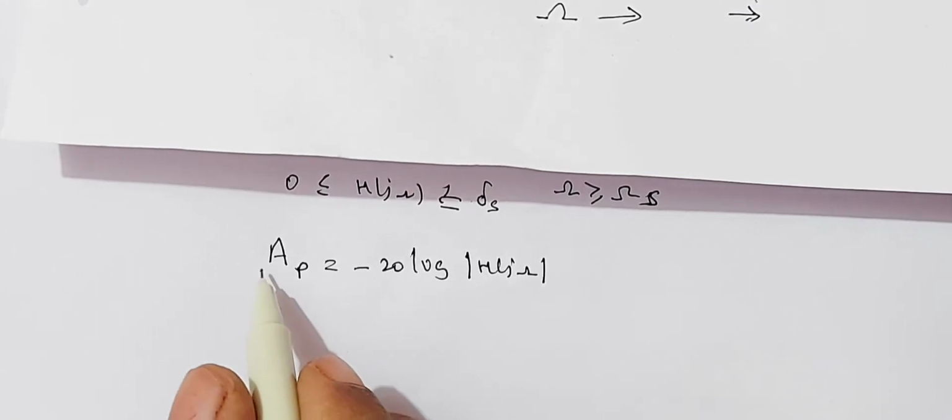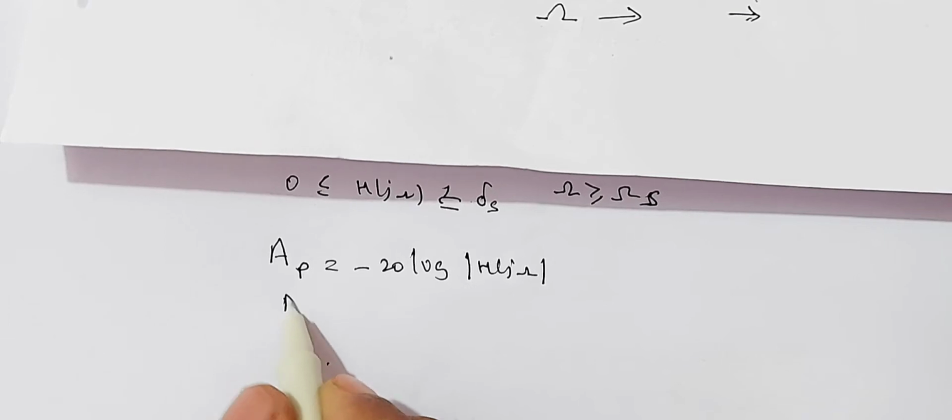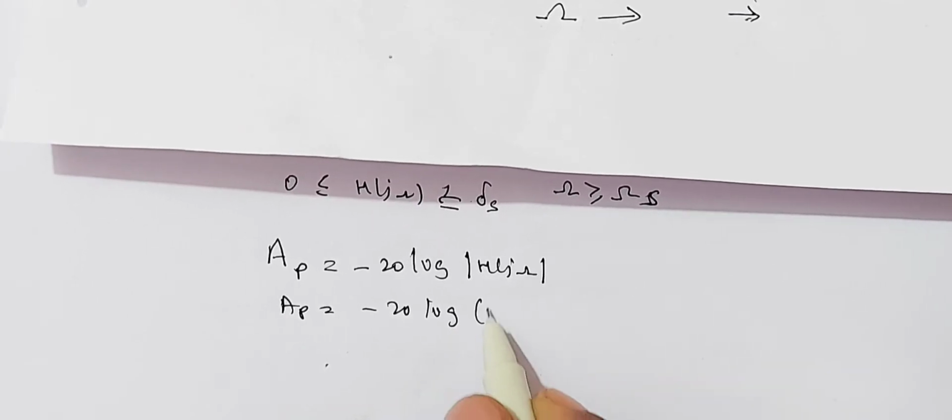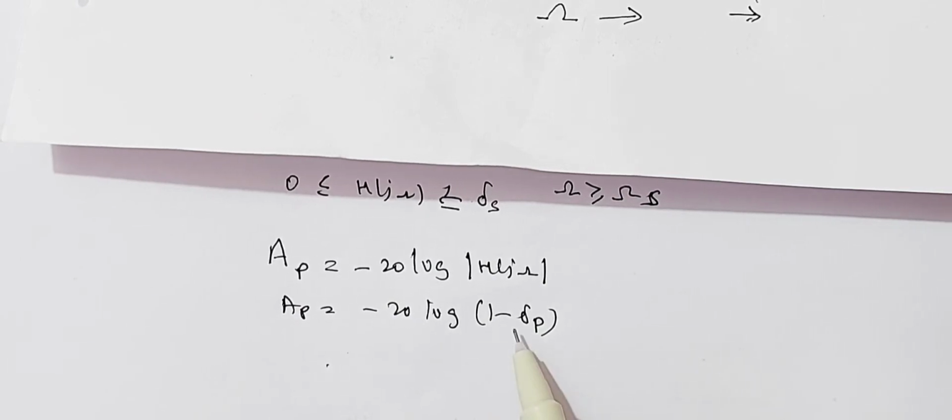Here, since this is a pass band, we can write this as minus 20 logarithm of the pass band value. What is the pass band value? 1 or 1 minus delta p. Both are the same. Pass band value is 1. Since delta p is very small, this is almost equal to 1. This is the pass band value.